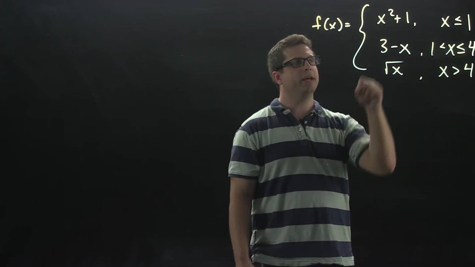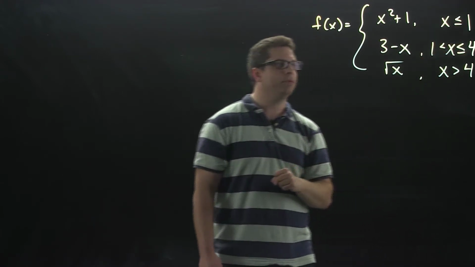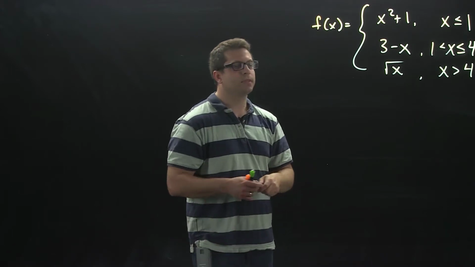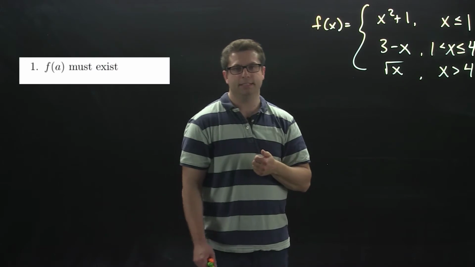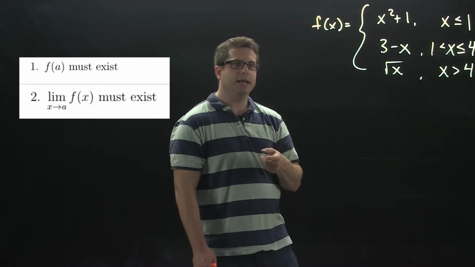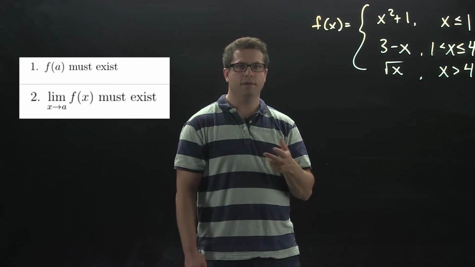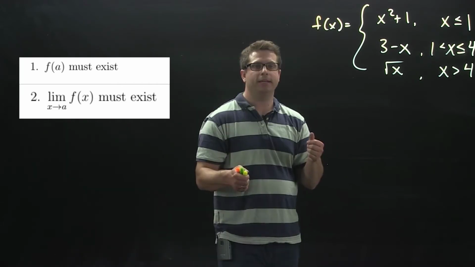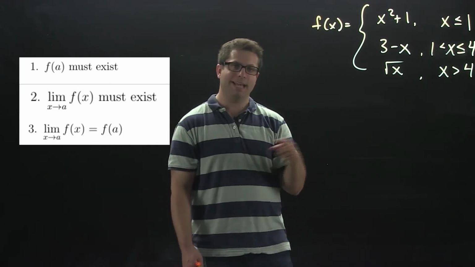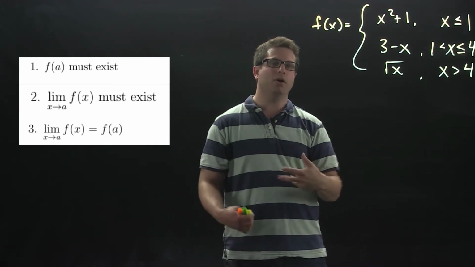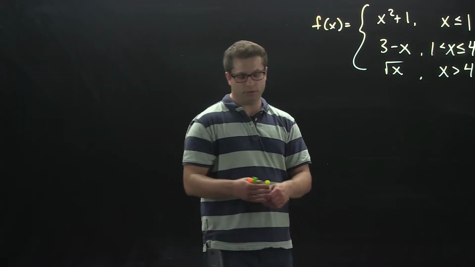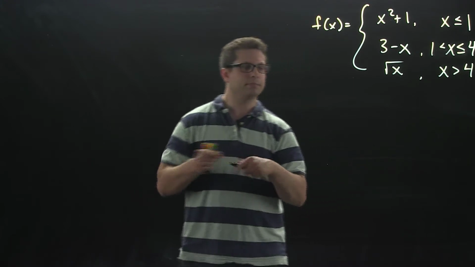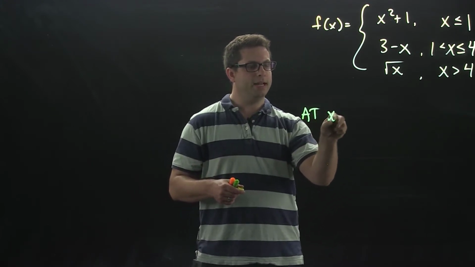So let's start with 1. See if you're continuous at 1. Now the three conditions of continuity are that f of a must exist. We need to have the limit as x approaches 1 of f of x exist, and that limit that exists and f of 1 must also match, so they have to be the same as well. So those are the three conditions. So let's start with the first condition.